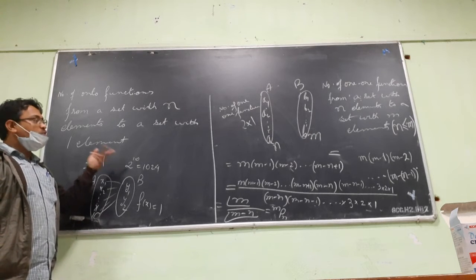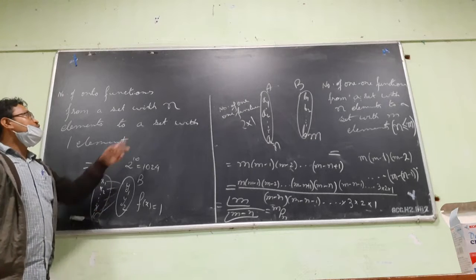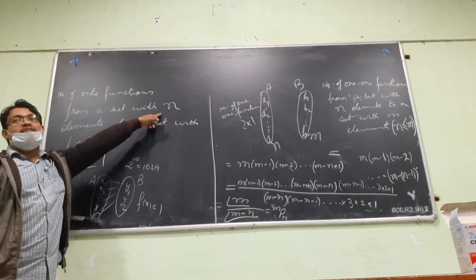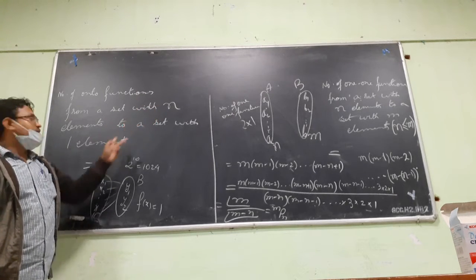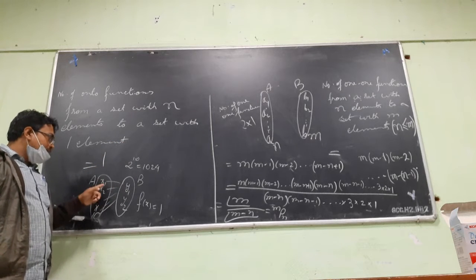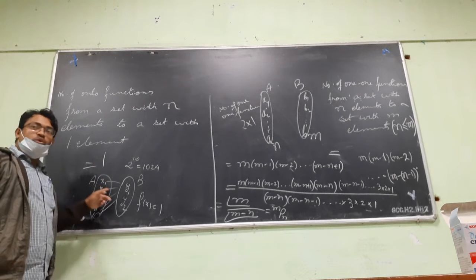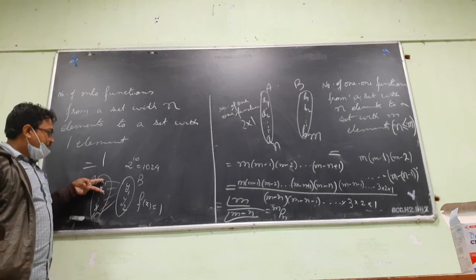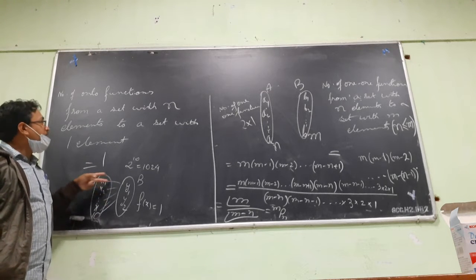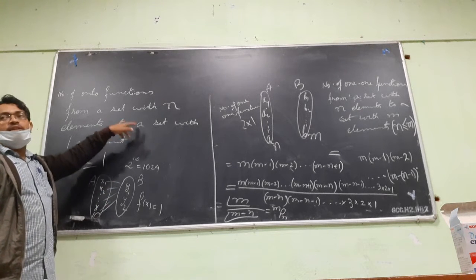If the first set has one element, then there is only one function, that is both 1-1 and onto. If the first set has at least two elements, then in that case you cannot construct any 1-1 function.